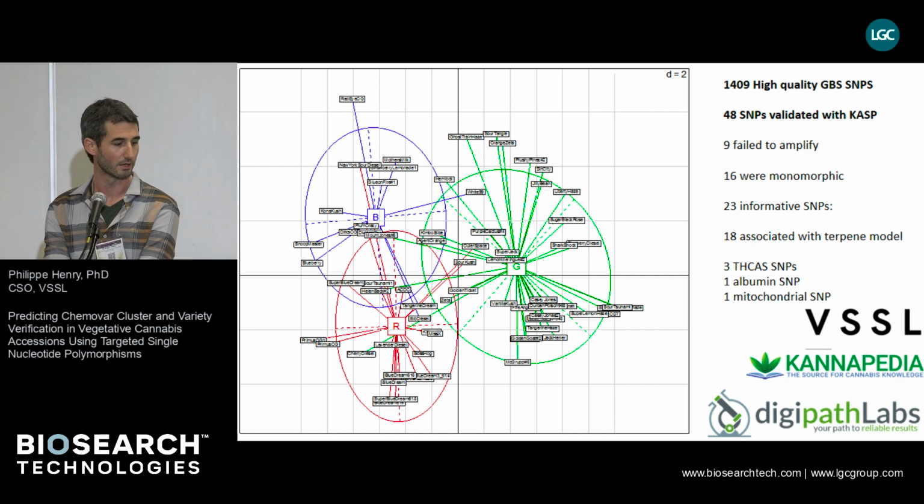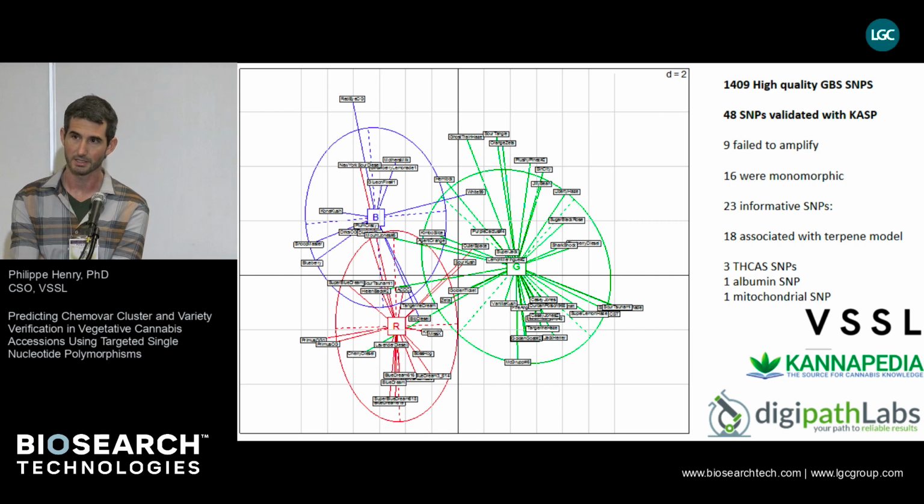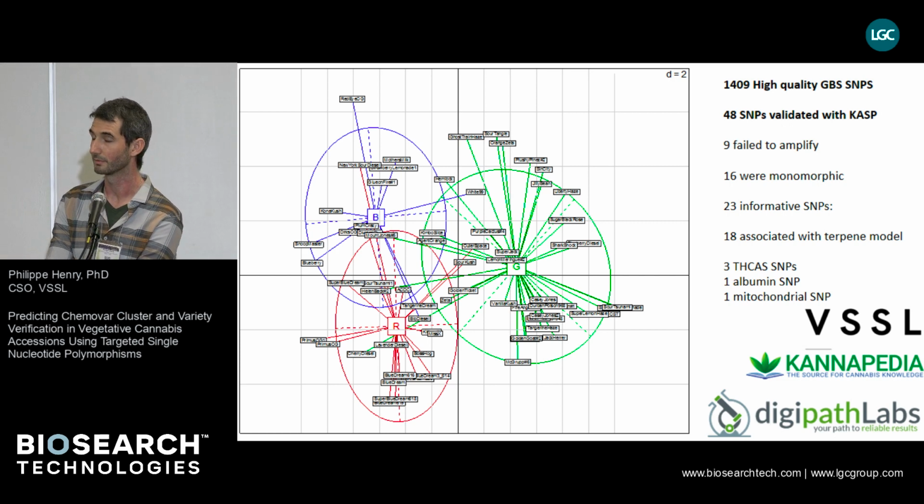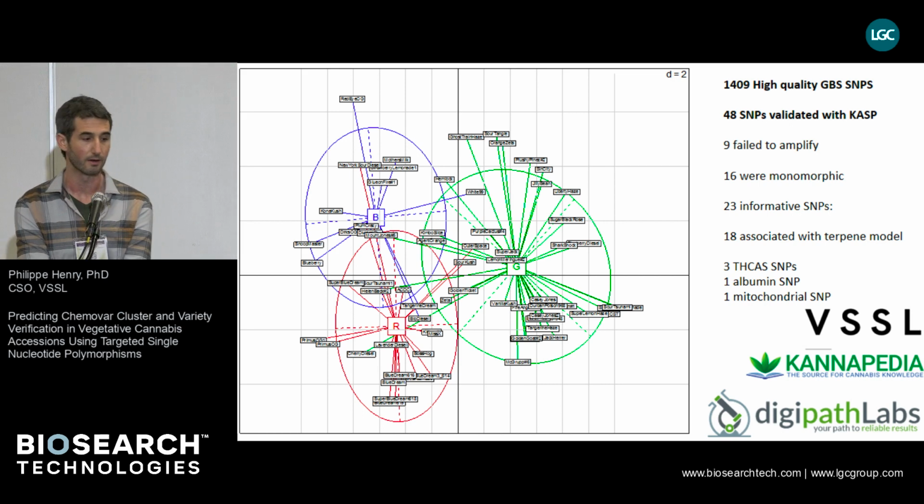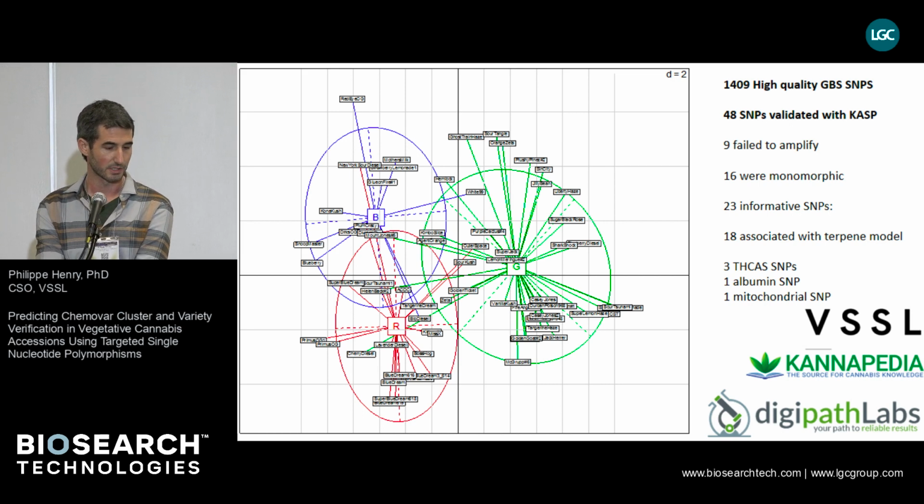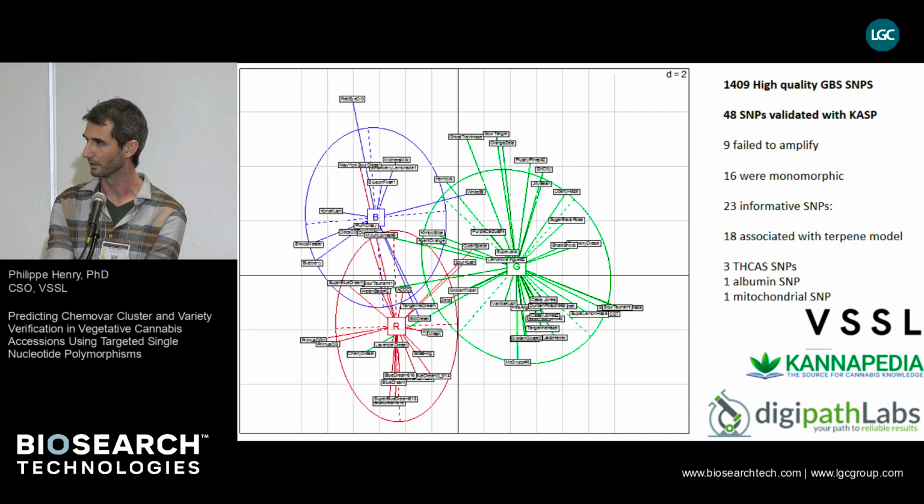So in 16 cases, 16 SNPs that were shown to be polymorphic based on genotyping by sequencing approaches were actually monomorphic, even when we looked at European hemp versus medicinal cannabis. So that speaks again to the quality of the initial assembly that we use, most likely, where essentially I would say the in silico data was most likely wrong, and I trust the wet lab part more.